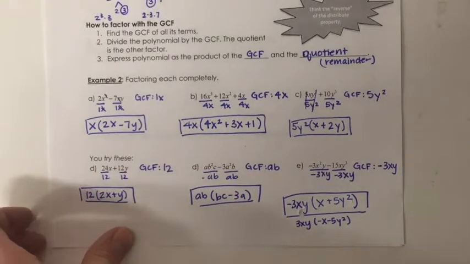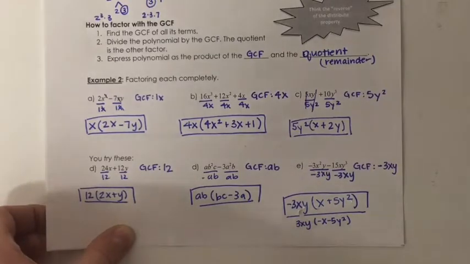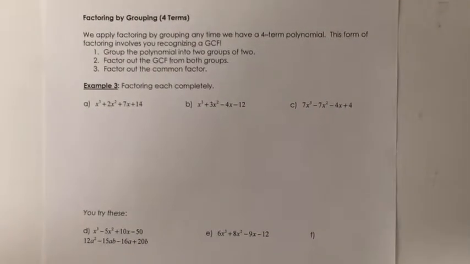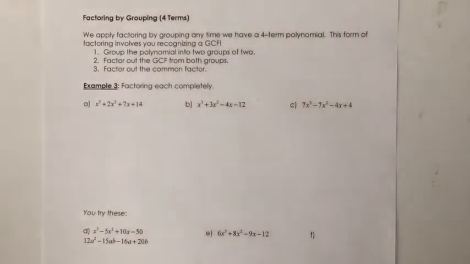Okay, let's go ahead and flip over to the back side of your notes where we're going to talk about grouping. With grouping, we're looking at things that have 4 terms, so polynomials with 4 terms. We apply factoring by grouping anytime we have a 4-term polynomial.